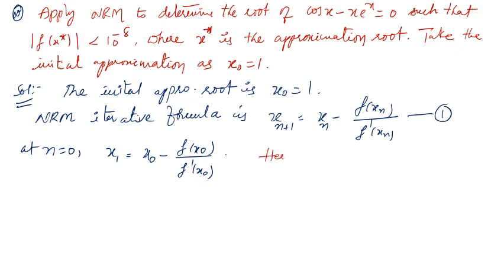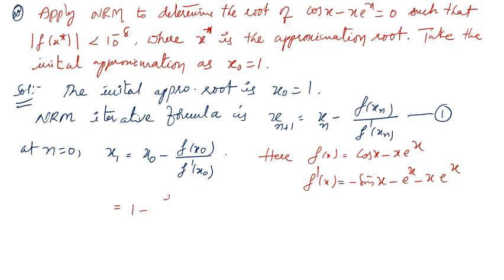Here, what is f of x? The function is given as cosine x minus x into e power x. And what is f dash x then? Minus sine x, and using the UV method, x times the derivative of e power x, which is e power x, plus e power x times the derivative of x, which is 1. This is f dash x, right? So x naught value is 1. Then x1 is 1 minus f of 1 by f dash 1. Substituting all these values, f of 1 is cos 1 minus e to the power of 1, and f dash 1 is minus sine 1 minus e minus e.